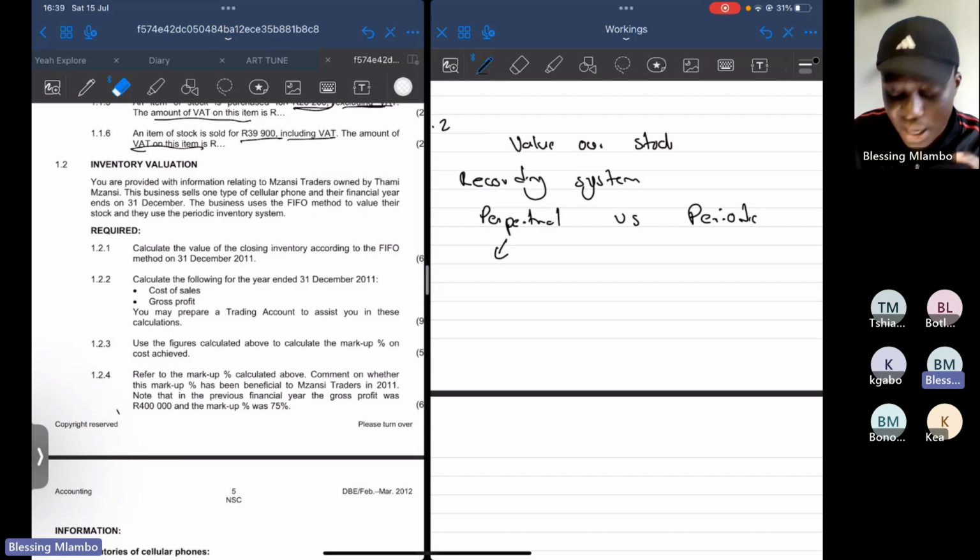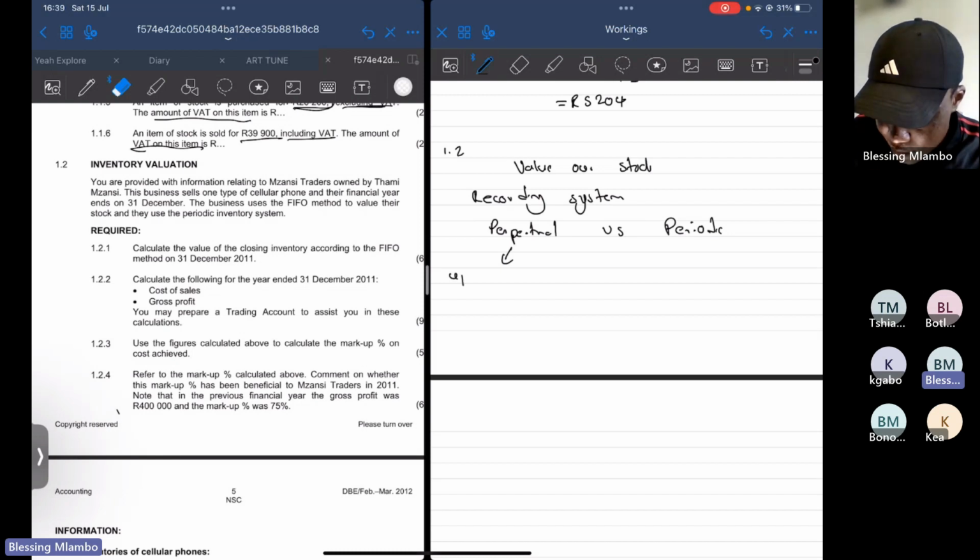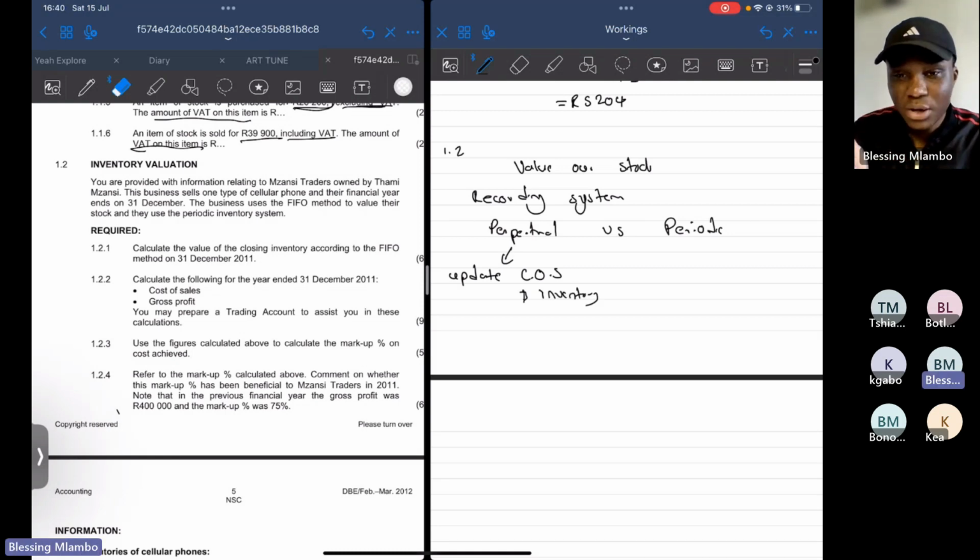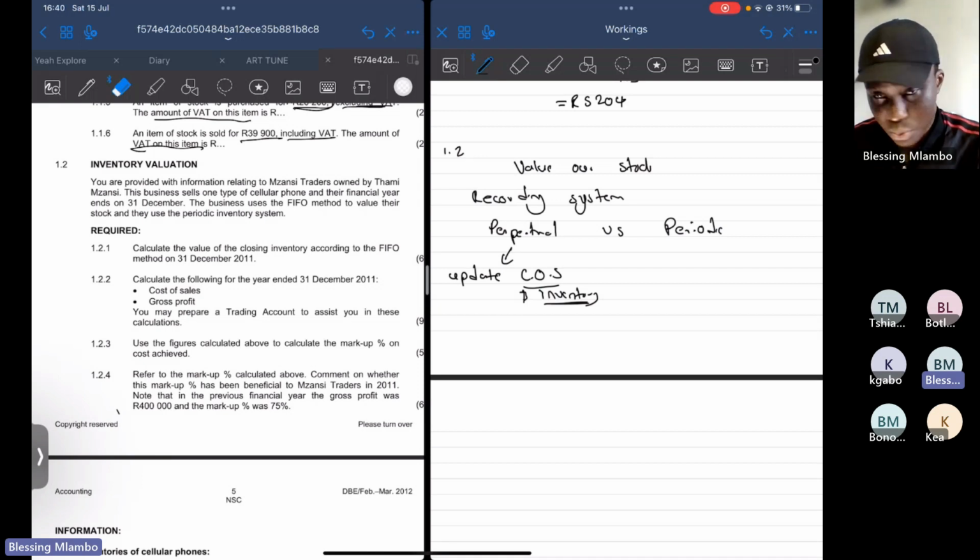With perpetual, what happens is every time we make a sale, or at every point of sale, we update the cost of sales account and inventory account, because stock is leaving our business. That's under perpetual. Even when we buy goods, we directly update our inventory account. So every time we make a sale or we buy goods, these two accounts are affected. When we make a sale, cost of sales is affected as well as inventory. When we buy goods, only inventory is affected because our inventory is increasing.